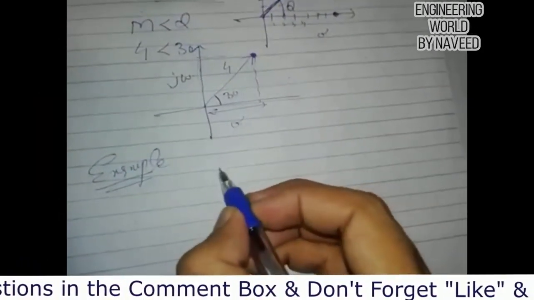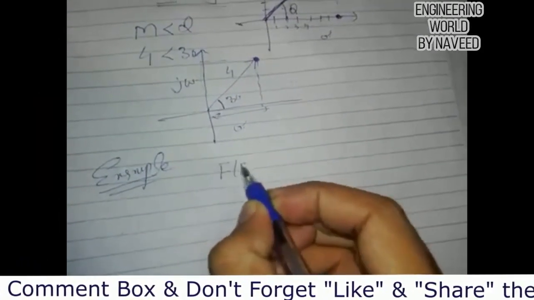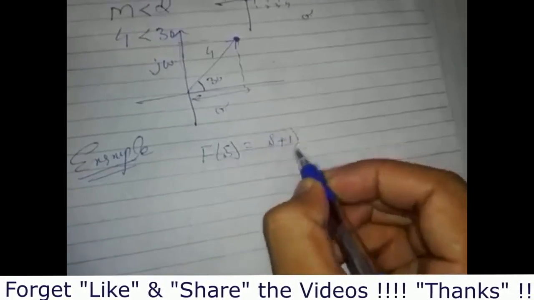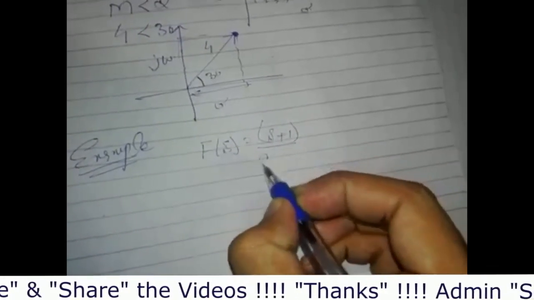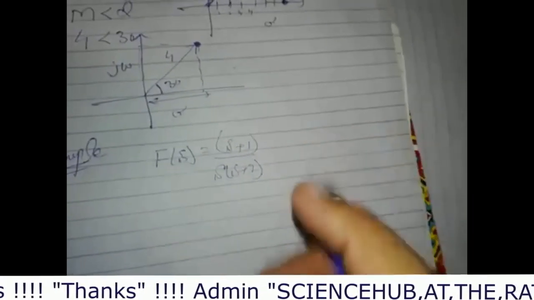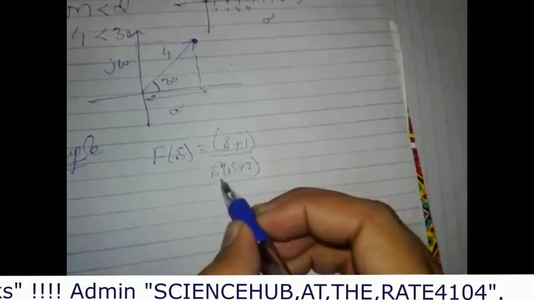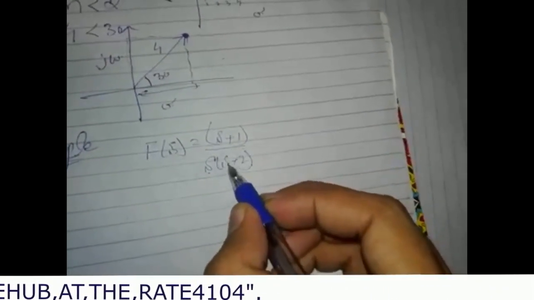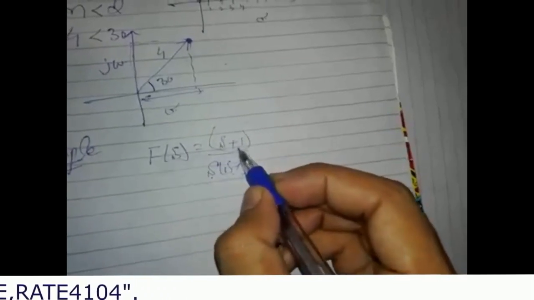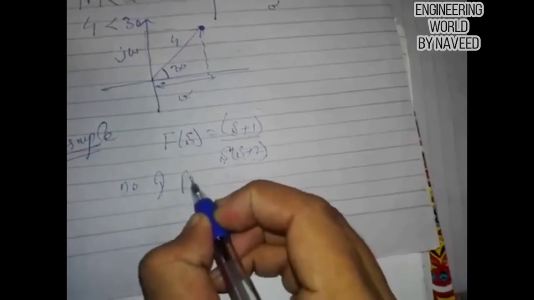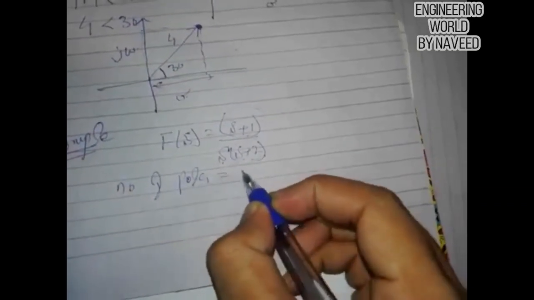So the question is, if we have F(s) equal to (s plus 1) divided by s into (s plus 2). If you look at this equation, we have two poles and one zero. But as I already discussed in my previous video, the number of poles is always equal to the number of zeros.